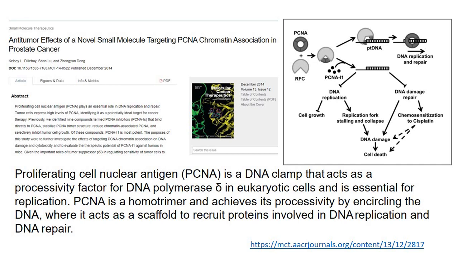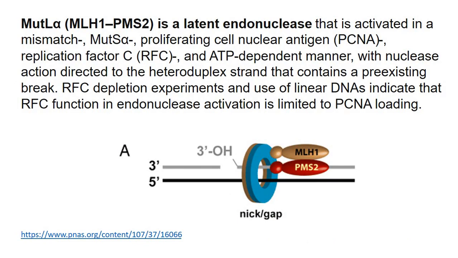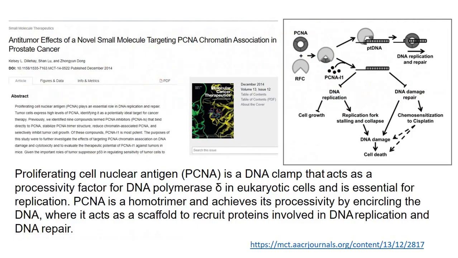Okay, back to PCNA and how this all works. So PCNA is a homotrimer. It achieves processivity by encircling the DNA, because it keeps everything together, keeps the alpha subunit, which is the polymerase subunit, close to DNA that way. It also acts as a scaffold. This recruits different proteins, and these different proteins that we just talked about in the previous slide, the MLH1 and PMS2 MutLα, are all recruited at this scaffold of PCNA.